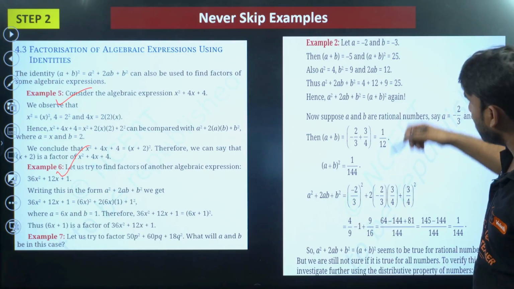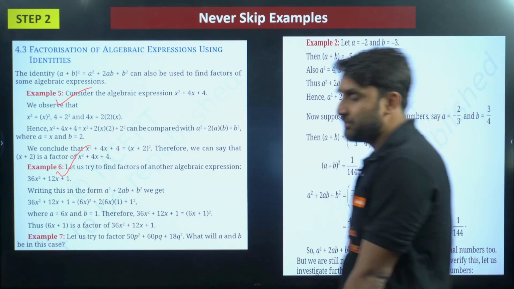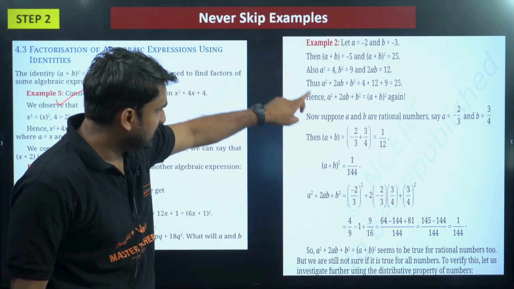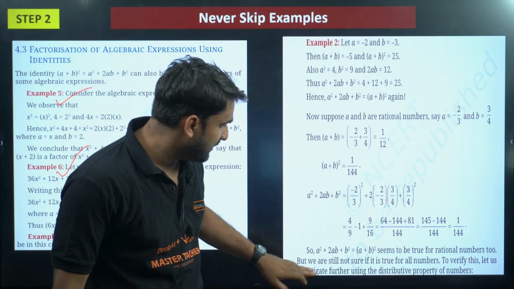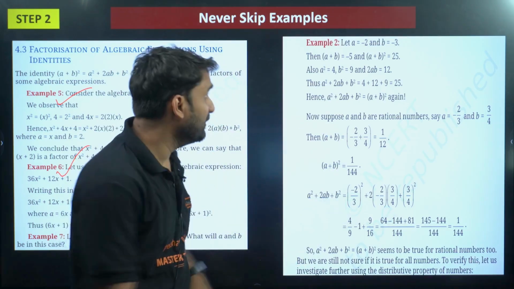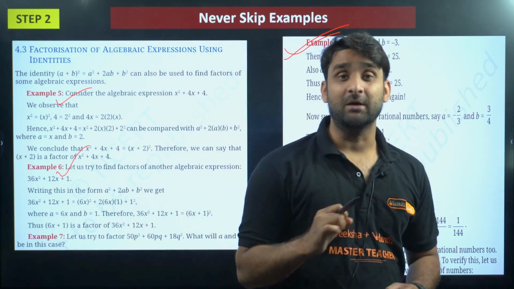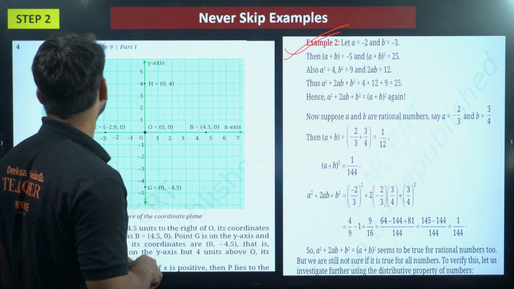Now this example I have taken here, let a is equal to -2, and this is from the polynomials chapter. a is equal to -2, b is equal to -3, and this is the solution here. Now, what will be the value of a square plus 2ab plus b square? So this is the value. So please make sure to solve the examples. Never skip examples. Please, champions. Okay, moving to next.